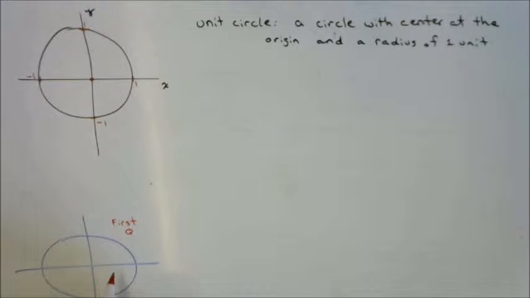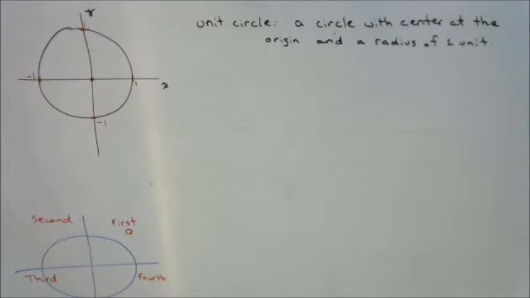Then an angle always stretches around the unit circle counterclockwise. I'll explain that in a second, but for now you just need to know that this is your second quadrant. And it keeps going around to your third quadrant, where both x and y are negative, and then your fourth quadrant, where x is positive and y is still negative.